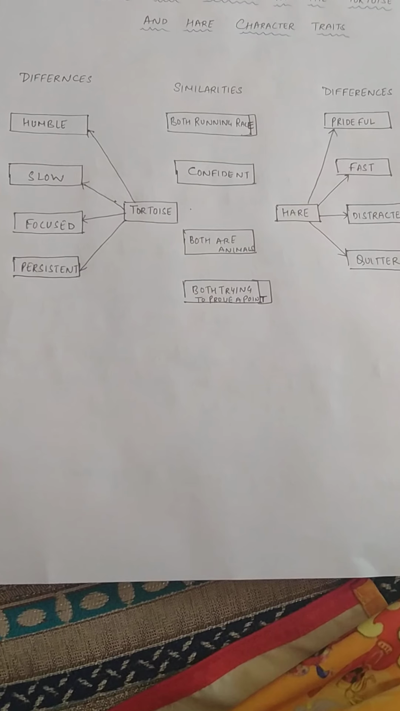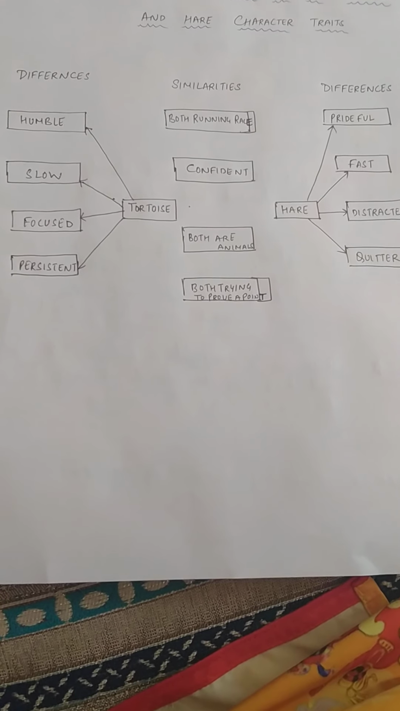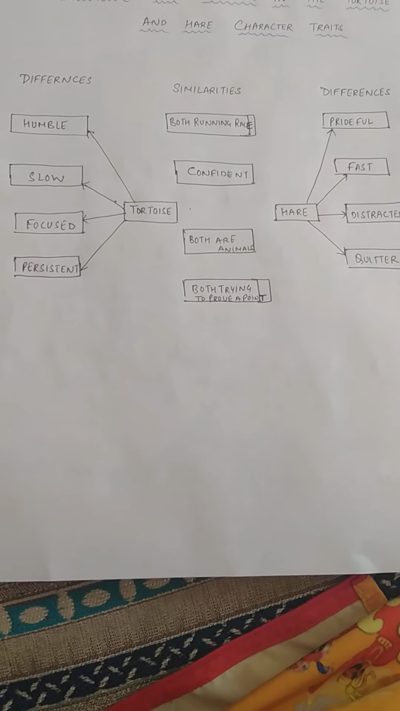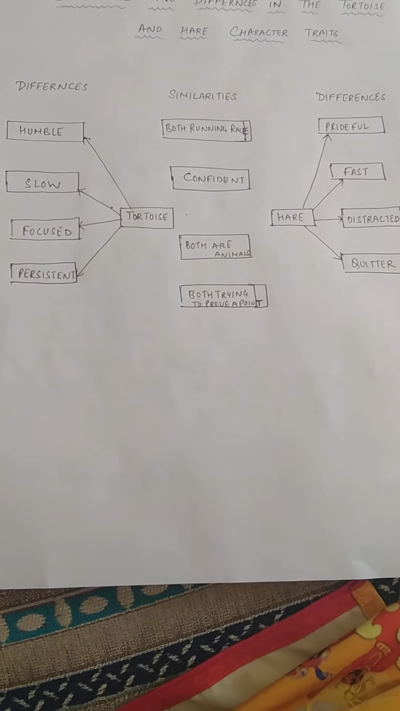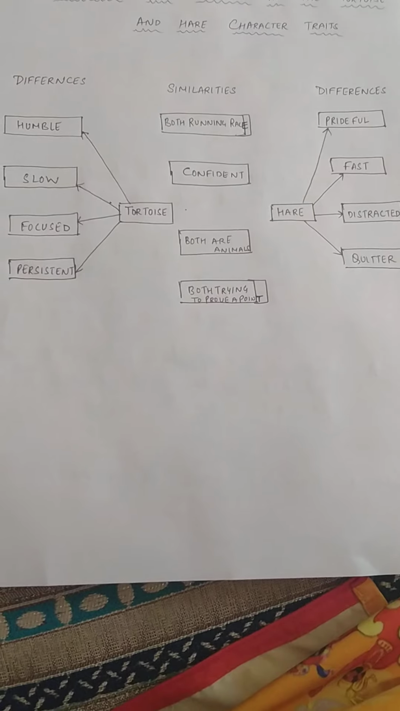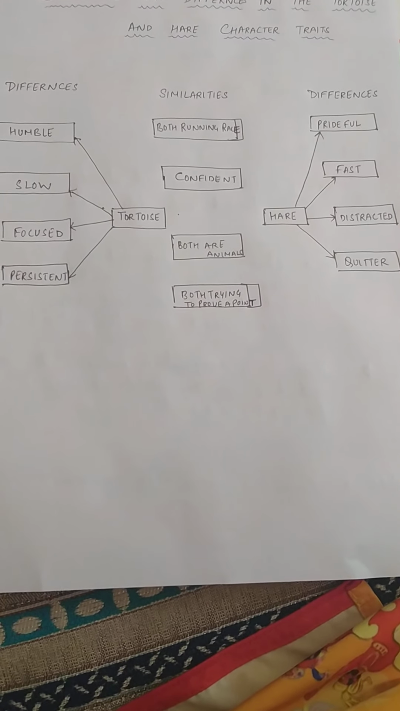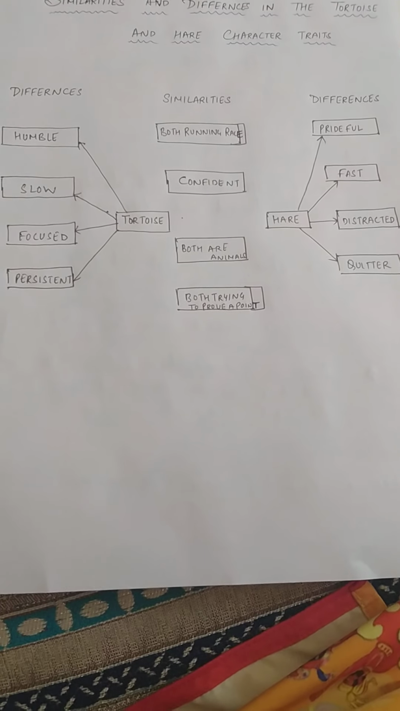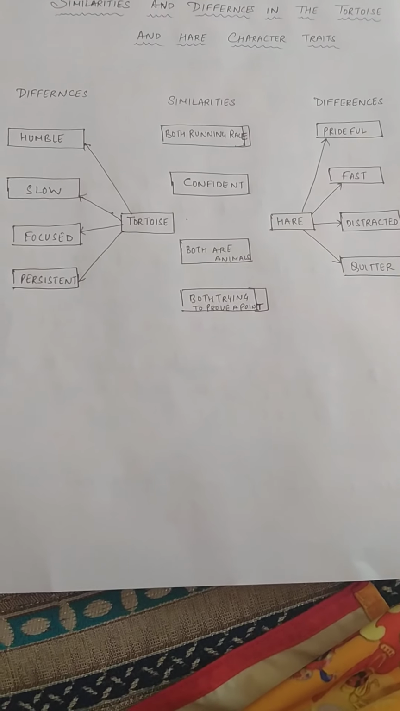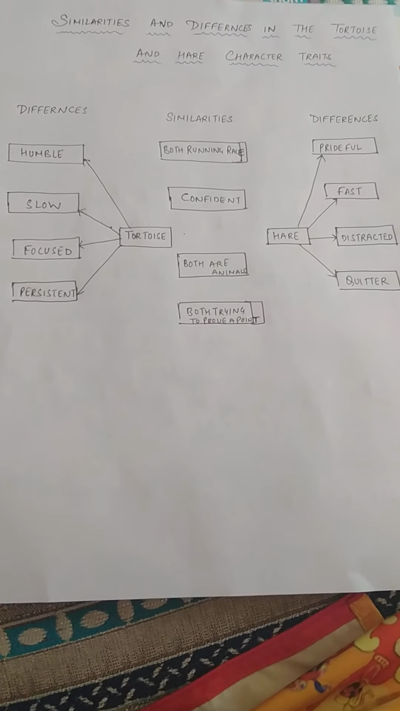Similarities. Both are running a race. Both the tortoise and the hare are in a competition and they are running a race. Tortoise and hare, they both are confident that they will win the race. They both are animals, and they both are trying to prove a point. What point? That they will win this race. So these are the similarities and differences between the tortoise and the hare.